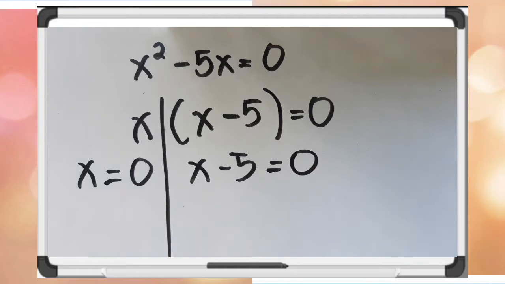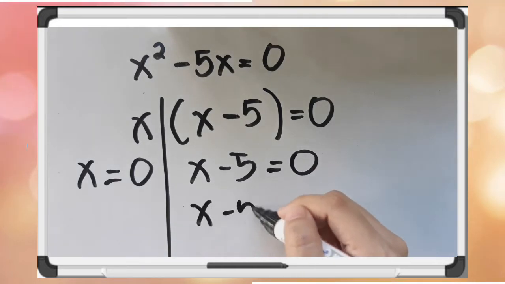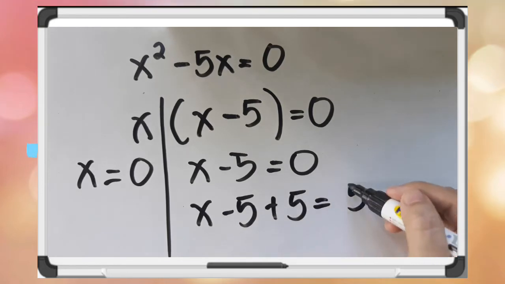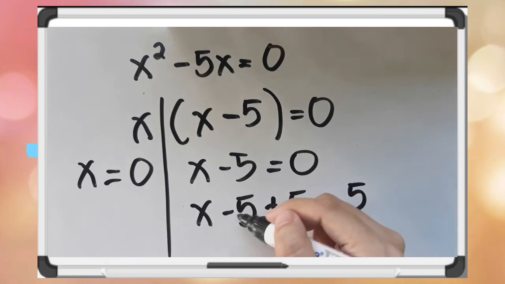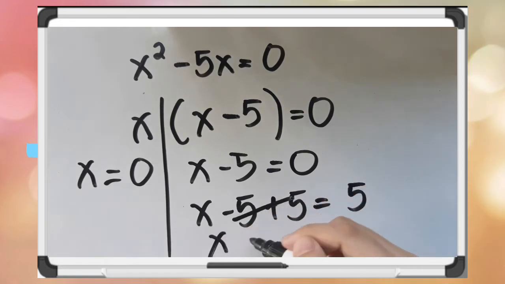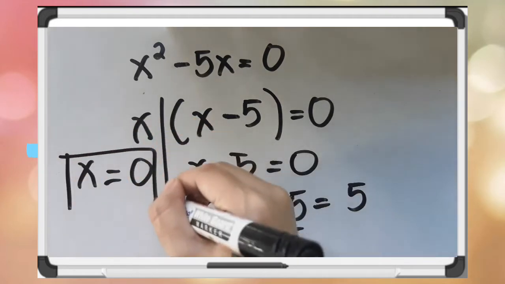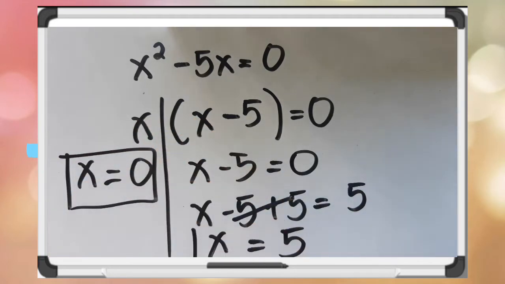Then simplify it by applying the properties of equality. So we will add 5 to both sides to isolate x. So x now is equal to 5. So the roots of x squared minus 5x is equal to 0 are 0 and 5.